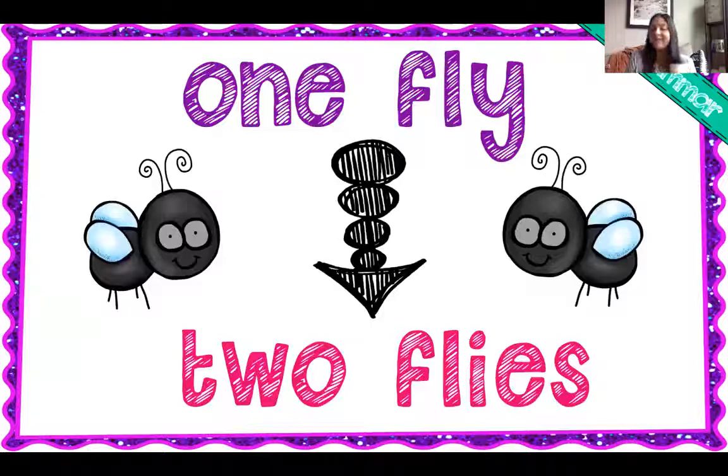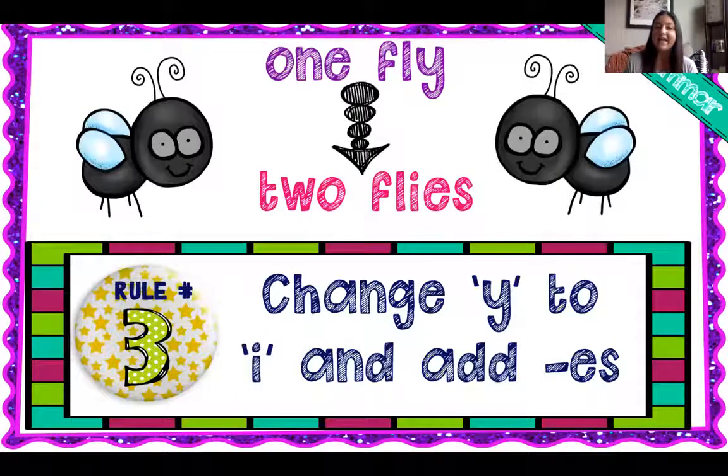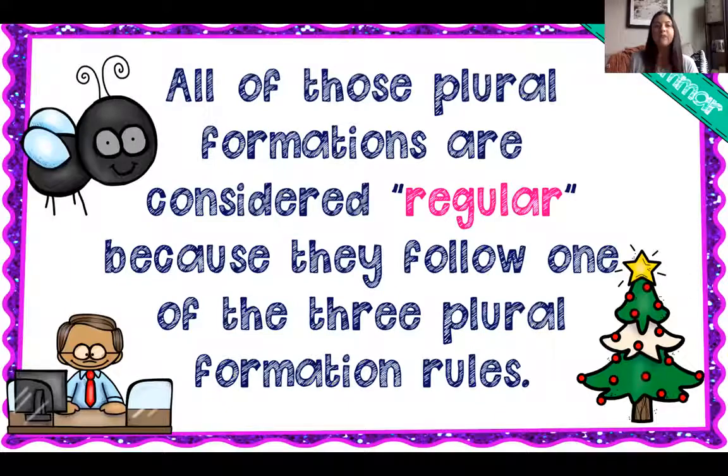All right, one fly, two flies. For this one, you guys know that I drop the Y and I add IES. Anytime it ends in a Y, drop the Y, add IES. All of these plural formations are considered regular because they follow one of our three rules. Okay, so remember our rules are 1, to add S, 2, to add ES, or 3, when I drop the Y and I add IES.